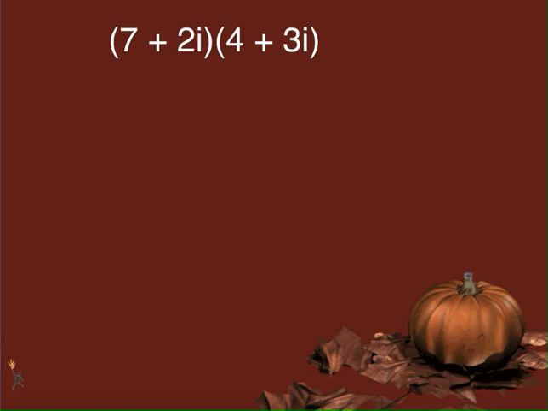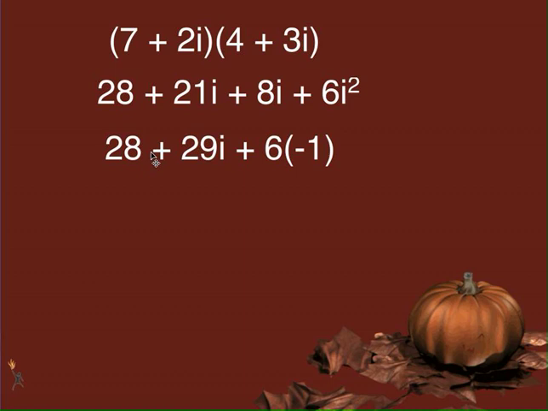Let's look at one more. 7 plus 2i times 4 plus 3i. I have 4 separate terms, right? 2 terms times 2 terms, so I should have 4 terms in the end. I can combine like terms, of course. 21i plus 8i in the middle gives me 29i. And the i squared becomes a negative 1.